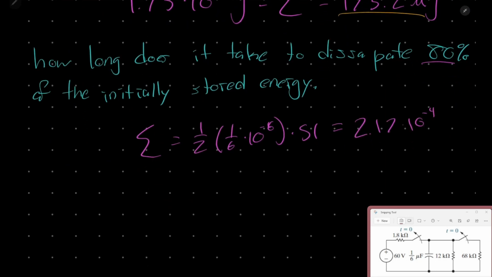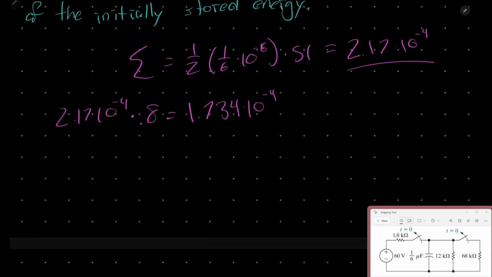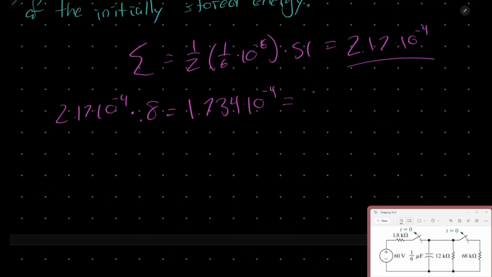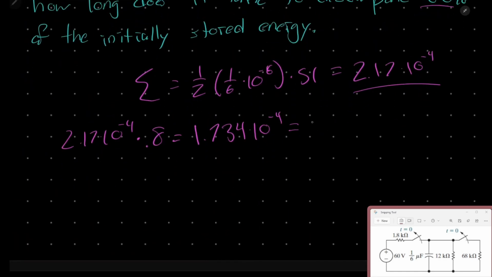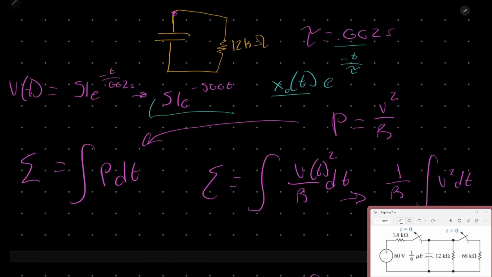We will then take this number right here and multiply by 0.8 for 80%. So 2.17 times 10 to the negative 4 times 0.8 gives an energy of 1.734 times 10 to the negative 4. Okay, so now we have this. We will make this equal to the energy equation, which is 1/2 C V of t squared, which is what we found right here.